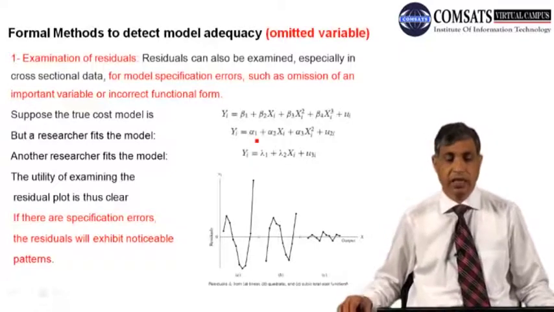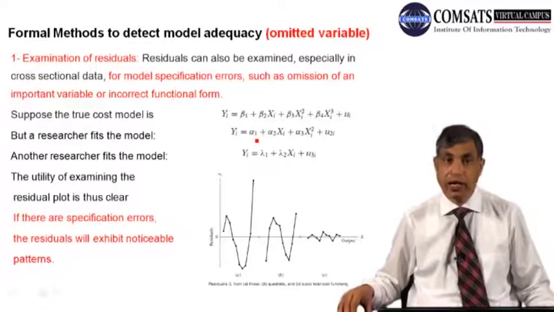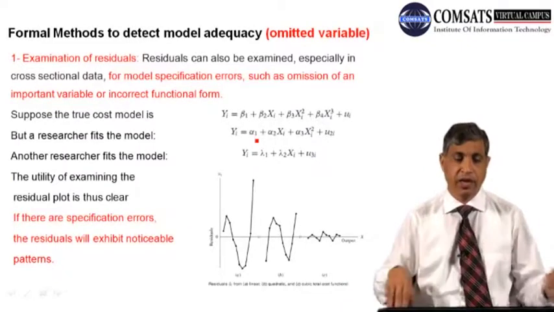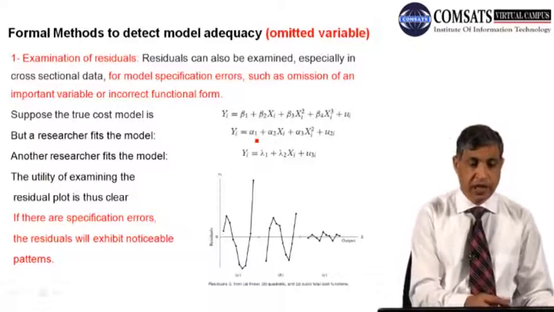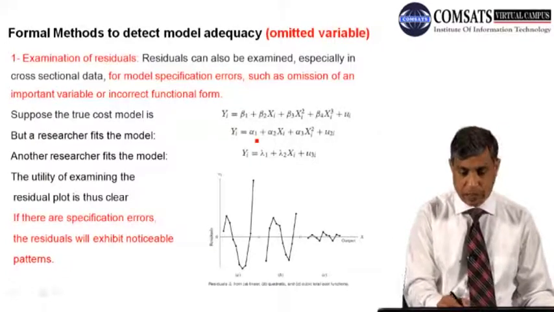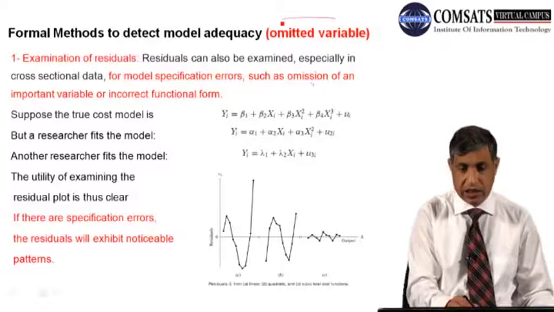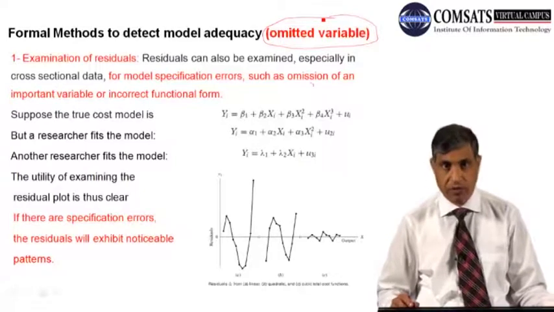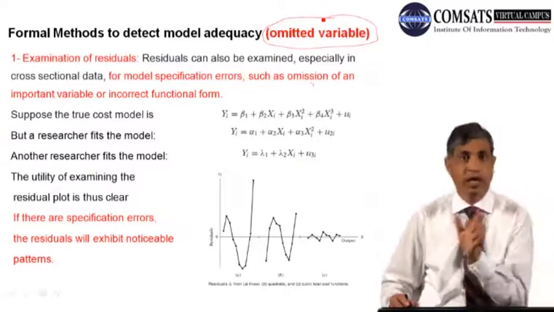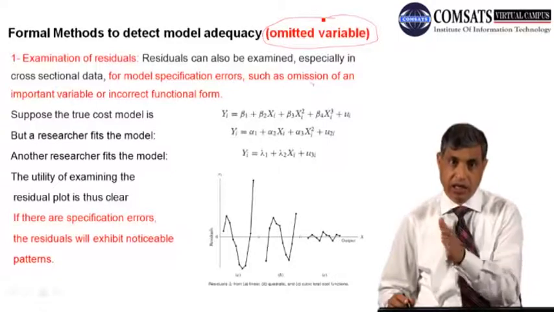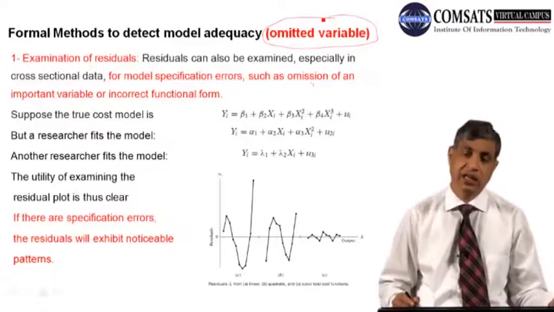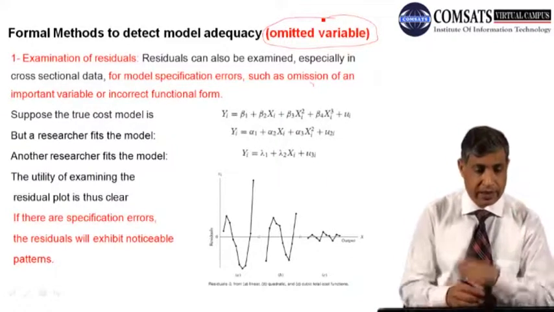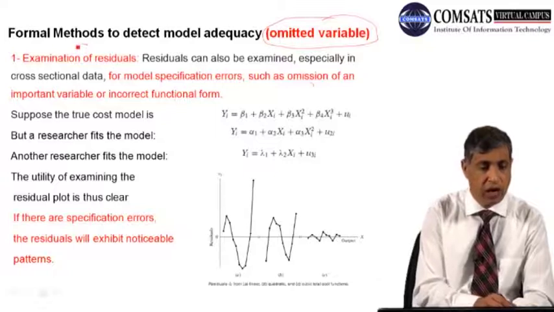The first formal method of detection is the plotting of the omitted variables, the examination of residuals. Now I would not like to repeat this. Keep in mind that we are talking about the detection of the specification bias, and we are not talking now about the overfitting of the model. This is underfitting. I may call it the omitted variable case. The first formal method is examination of residuals.